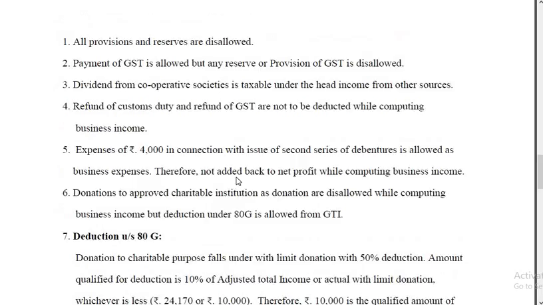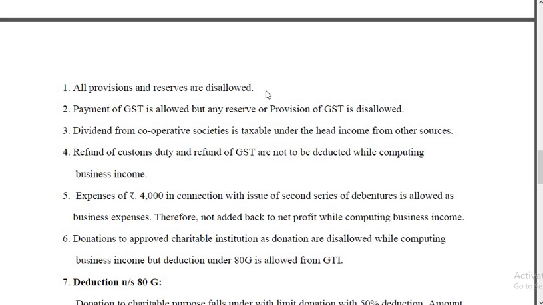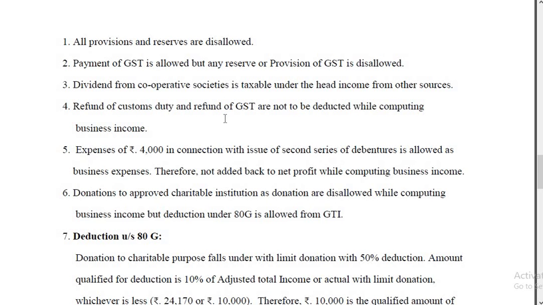I have given some notes here. Just see, all provisions and reserves are disallowed. So while computing business income, all provisions and reserves are disallowed. All payments of GST is allowed. So payment of GST is allowed, but any reserve or provision of GST is disallowed. Dividend from cooperative societies is taxable and they are income from other sources. Refund of customs duty and refund of GST are not to be deducted while computing business income because they are part of computation of business income.